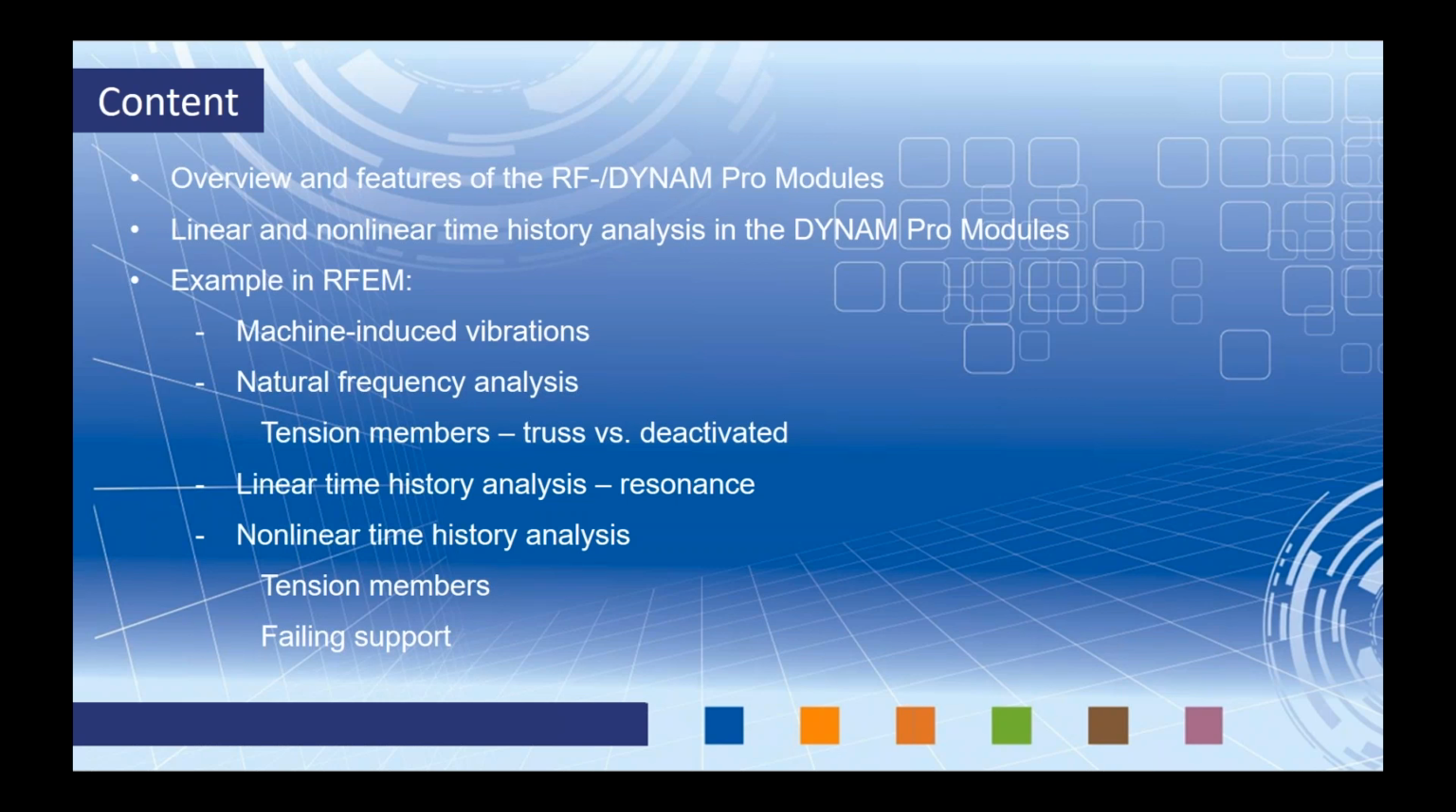We will take a look at a linear time history analysis, and in particular resonance. Resonance is where the excitation frequency coincides with the natural frequency of our structure. And finally, we've recently added nonlinear time history analysis in RFEM. So with this, we'll take a look at a couple different nonlinearities that we can now account for, such as tension-only members, as well as a failing support.